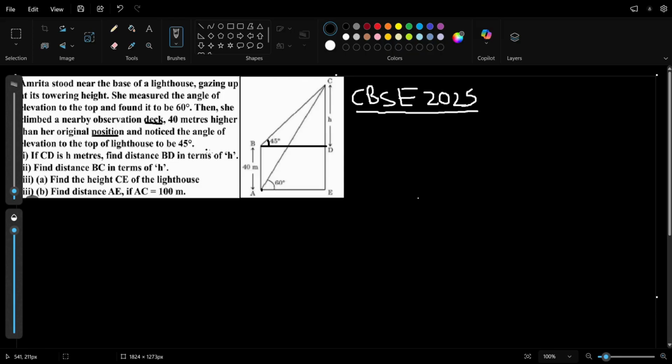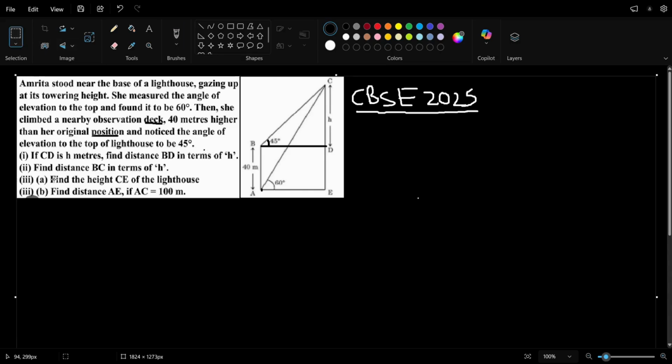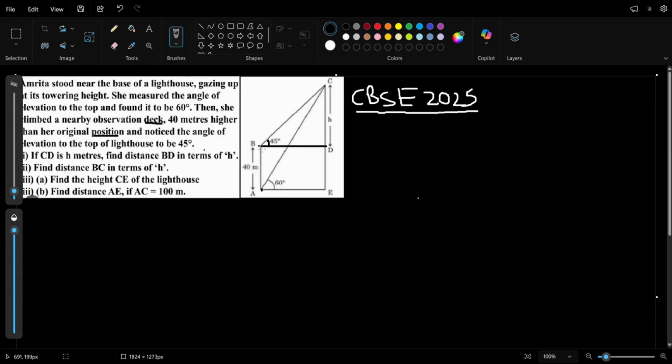Now, what's the question? The first question is, if CD is h meters, which means h is of some height, find the distance BD in terms of h. So we have this BD right here. In terms of h, meaning h doesn't have any value yet, so we express BD in terms of h. So how do you find that?